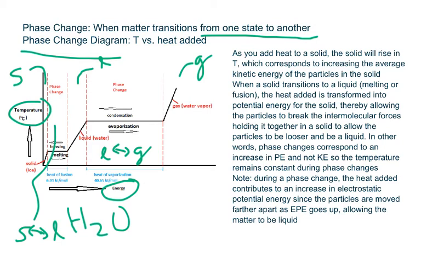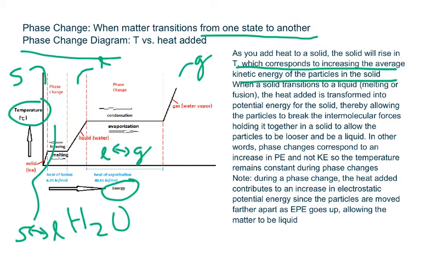So let's now talk about what actually occurs when you add heat to a substance. Initially when you add heat, the solid will rise in temperature, which corresponds to increasing the average kinetic energy of the particles in the solid. If you remember, if we increase kinetic energy, we are increasing the temperature. Now, once a solid reaches its melting point, or the point when it starts transitioning from a solid to a liquid, it will stay the same temperature until it has transformed into a liquid.